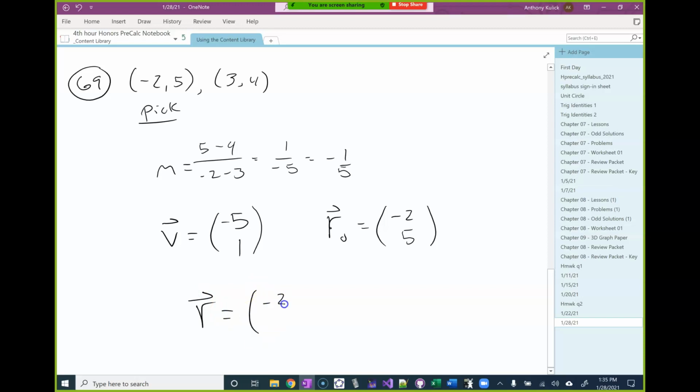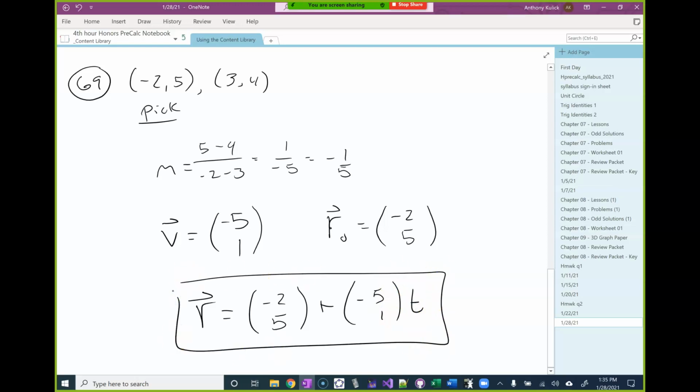So my R is, or one possible R would be that. Is that okay? And again, you could have picked this as your R0. You could have used the other point, and you could have put the negative sign in the other place. So that's like the 4 combinations of answers you could get, depending on which point you picked and where you put that negative sign.